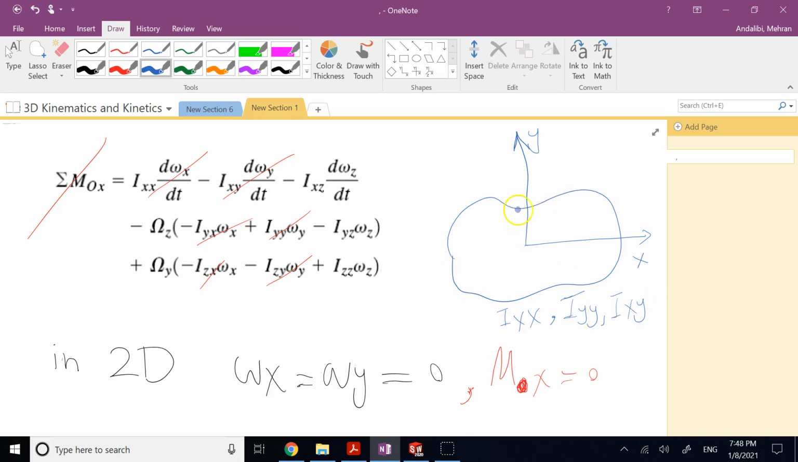And when it's 2D, you're literally not considering the thickness of the object. So Ixz and Iyz were also 0. Izz was not equal to 0 because it was rotation about this z-axis, and it could be shown that for thin objects it is the summation of Ixx plus Iyy. So Izz was not 0, but Ixz and Iyz were both 0. So this one was 0, and this one was 0.